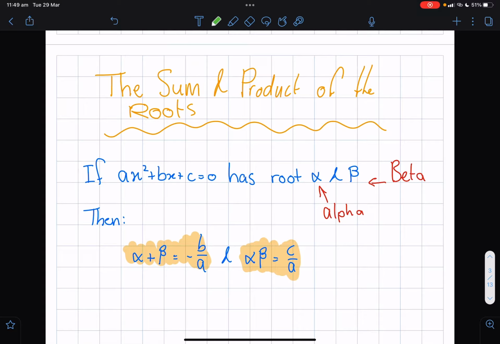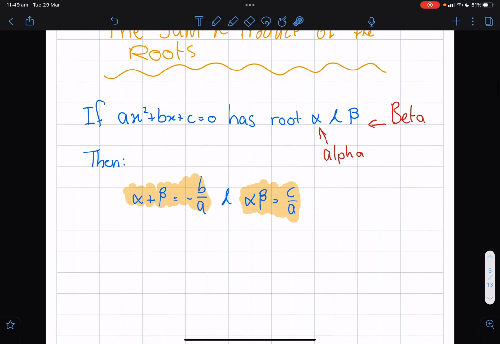Jumping straight into it, so if we have a quadratic ax squared plus bx plus c, and that equals 0, this equation has roots alpha and beta, okay? So they're just variables. Then the sum of the roots, so alpha plus beta, will be equal to negative b on a, and the product alpha times beta will equal c divided by a, okay? So they're our two key formulas for this section of work.